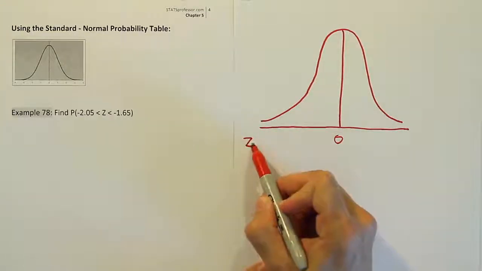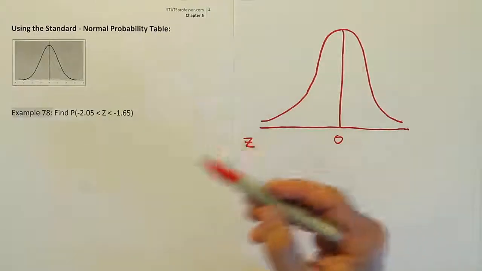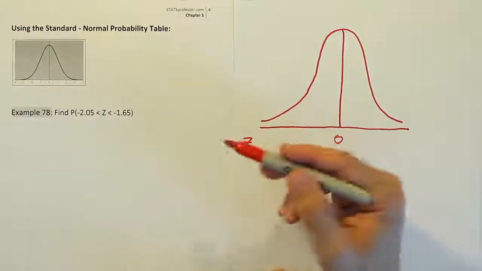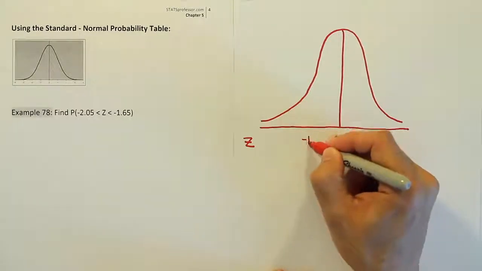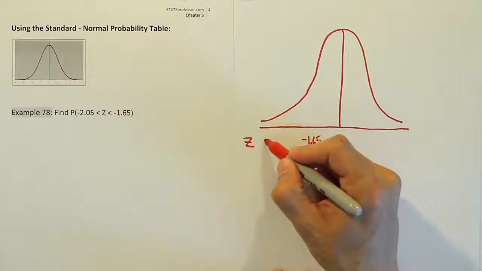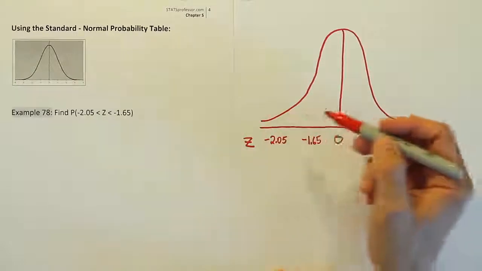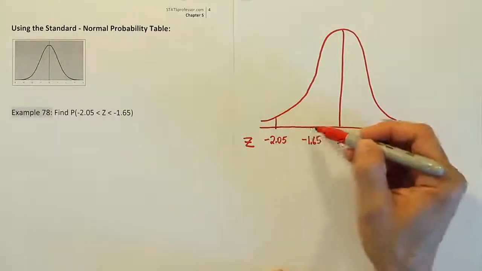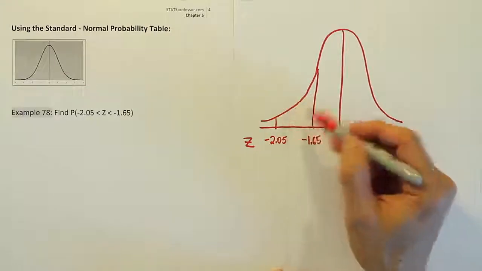Remember my z-score number line is what's underneath it. And I want to think about where these two numbers are located. Well, negative 1.65 is to the left, obviously, and negative 2.05 is a little further to the left. Remember, negative numbers, the more negative they are, the further they go out to the left. So I'll put a line here and a line here, just to indicate where those two numbers are on the curve above.